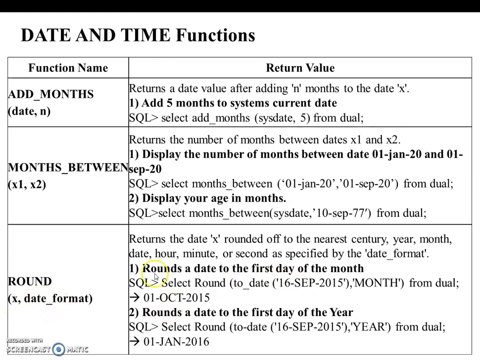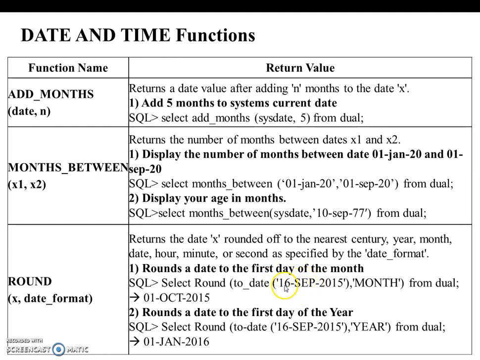Let us have one example. Round a date to the first day of a month. For this case we need to write the query like select round to date. Now this is a kind of conversion function which we'll discuss in later sessions. So this to date, 16 September 2015, month. Now here I am going to round this date to a particular month from dual, which is a system table. So now see here the date is 16 and the month is September.